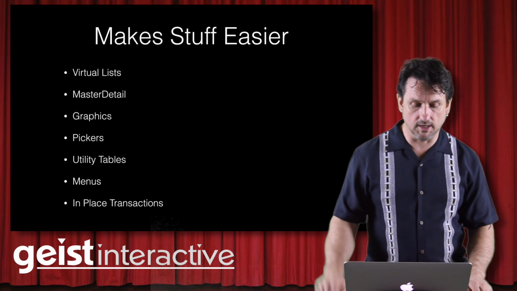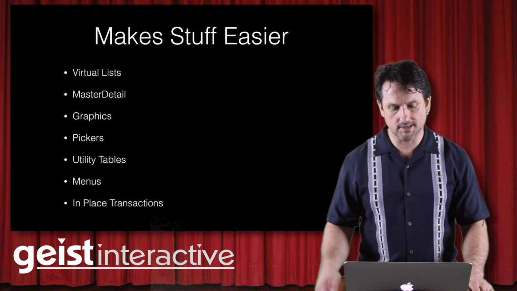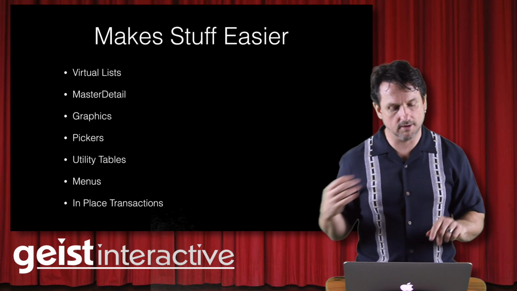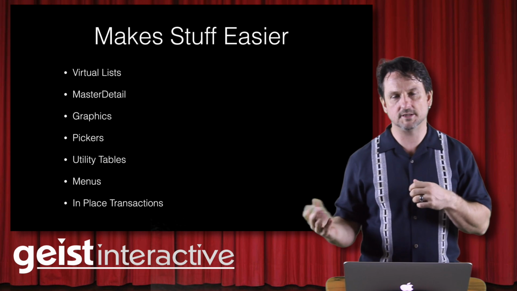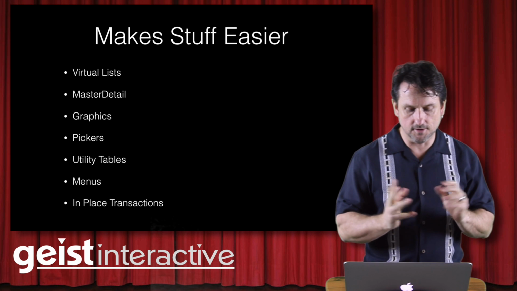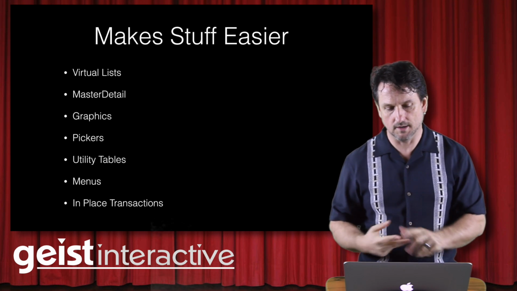And then we looked at a bunch of things that got easier once we had this model in place. Virtual lists are pretty easy. Master detail gets easier. Graphics are cake. Pickers and utility tables are nice things you can do. We saw menus, and we also took a look at how we can do transactions really easily, all within this model.